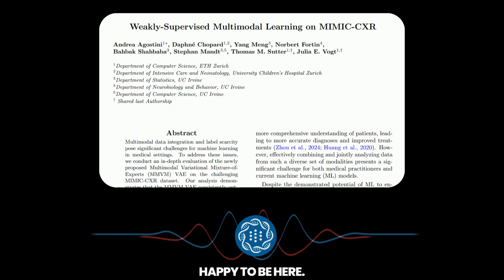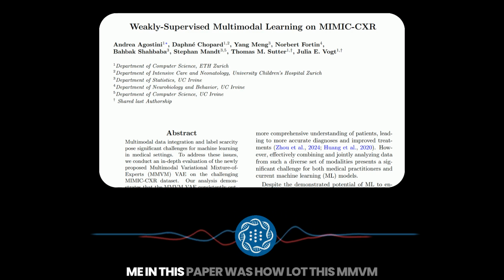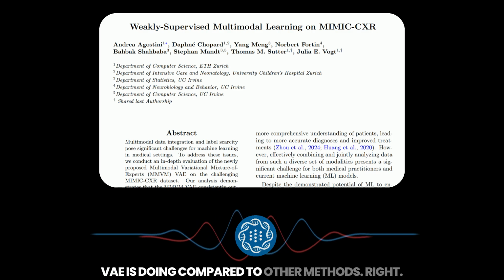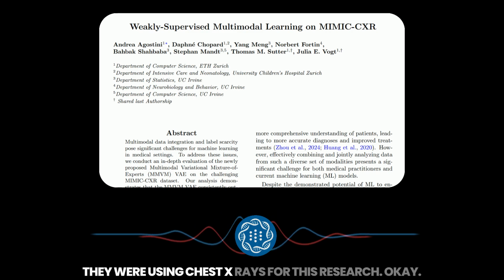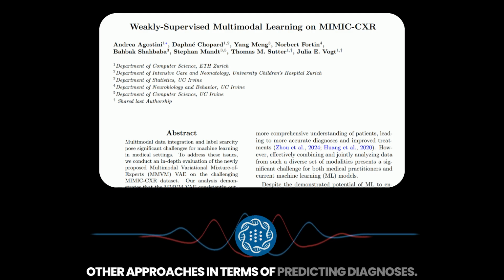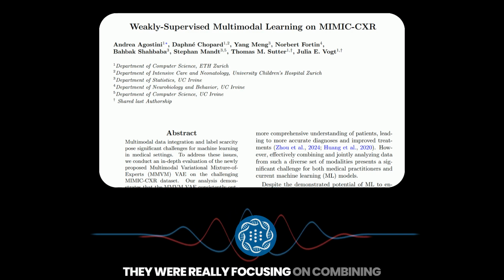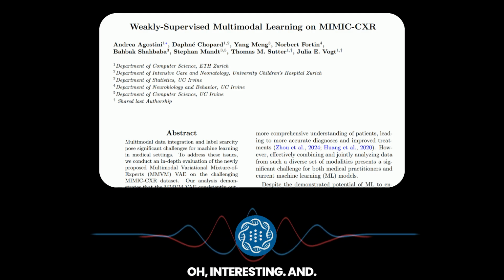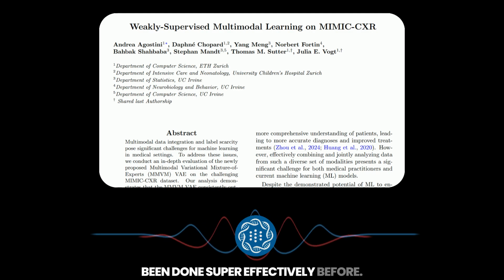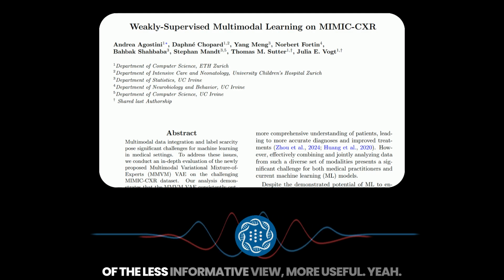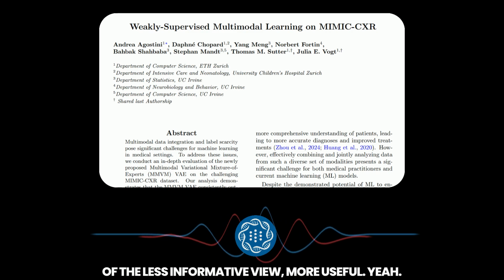Happy to be here. So one of the things that jumped out at me in this paper was how much this MMVM VAE is doing compared to other methods. Right. They were using chest x-rays for this research. And it seems like it's really outperforming other approaches in terms of predicting diagnoses. Yeah, they were really focusing on combining frontal and lateral chest x-rays. Oh, interesting. And that's not something that's been done super effectively before. And it's not even just combining them. It's like this model is somehow making the lateral x-ray, which is the less informative view, more useful. How are they doing that?